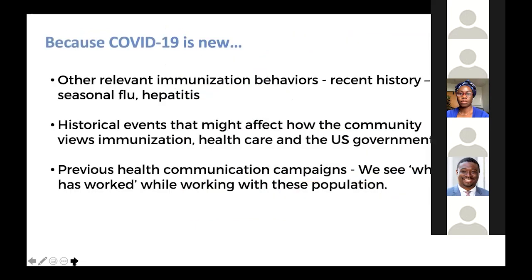So because COVID-19 is new, we have to look at other relevant behaviors, such as other immunizations that these populations have received. We want to be looking at recent history, so seasonal flu or perhaps hepatitis. We want to also look at historical events that might affect how the community views immunization, health care, or the U.S. government. And we also want to look at some previous communication campaigns that have possibly been better or more effective with a particular population. Next slide.